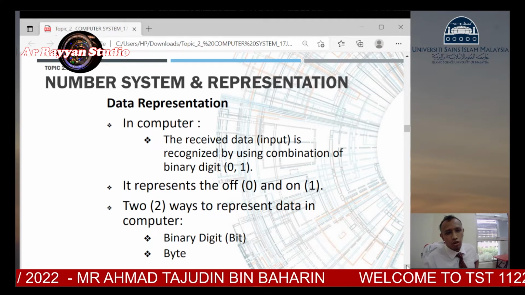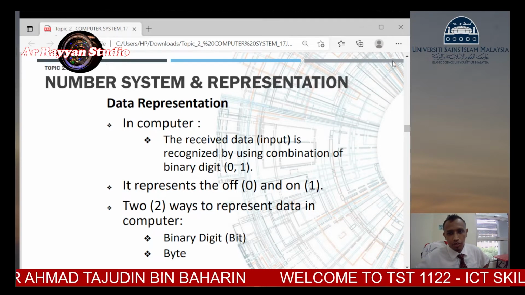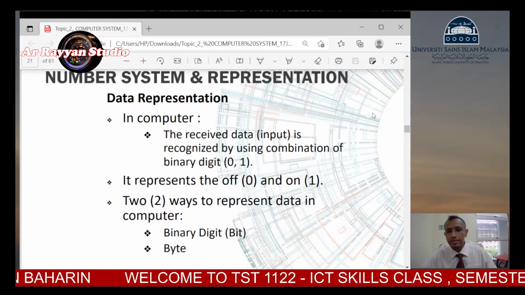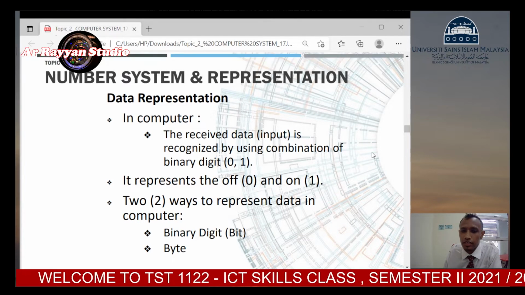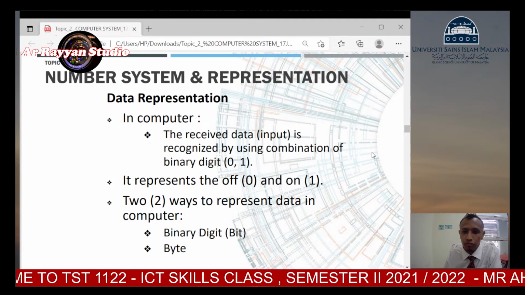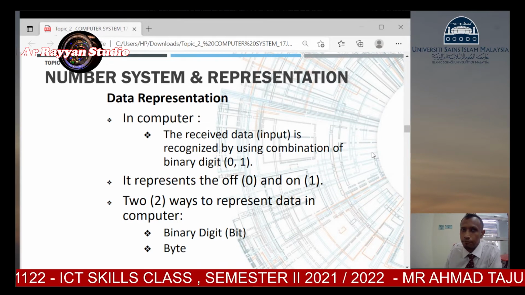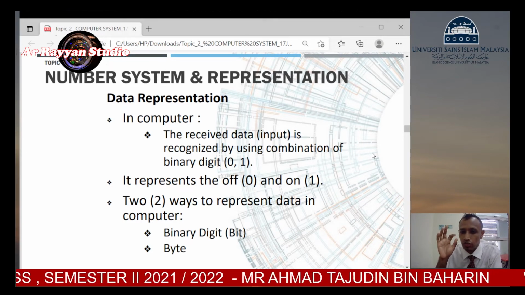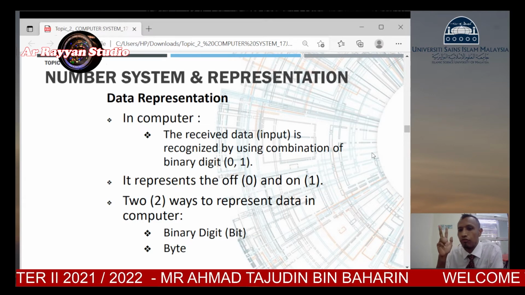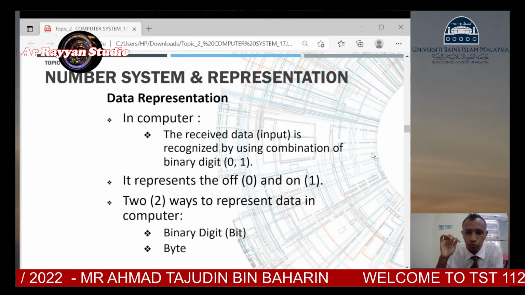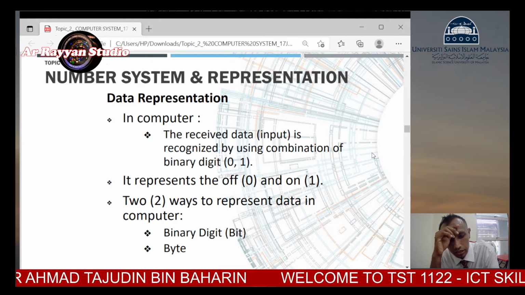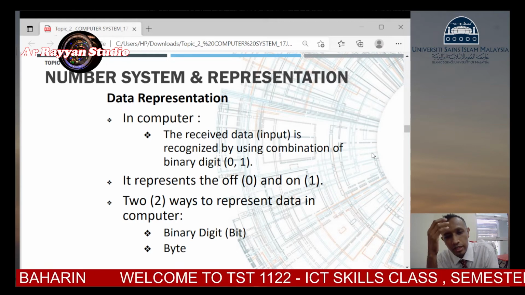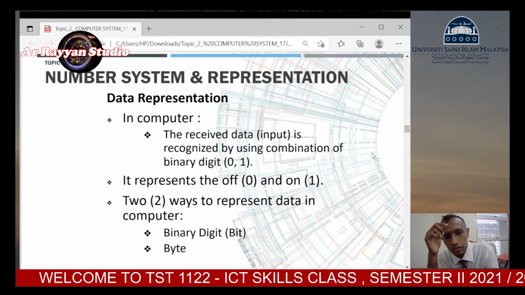Right, next we go for numbering system, or in here we call it as number system and representation. Right, as I said before, computer only knows the on and off. Alright, ataupun 0 and 1. Dia hanya mengenali dua nombor tu je, kosong atau satu, ataupun on, off. Itu je. Dia tak tahu pun huruf A ke, huruf B ke, huruf W ke, nombor 2, 3, 4, 5 semua dia tak tahu. So dia cuma recognize kosong dengan satu ataupun on and off.